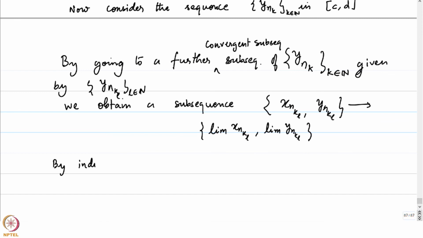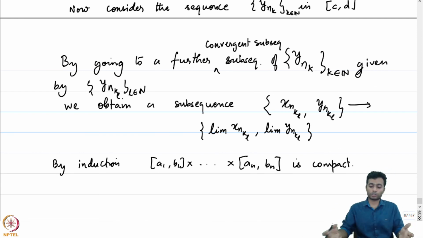Hence, we have that A1B1 cross ... cross AnBn is compact, and we are done. Because a closed subset of a compact set will be a compact set, and therefore K will be compact.